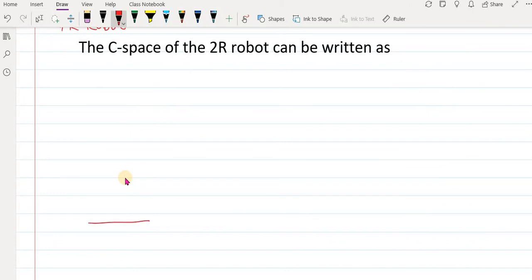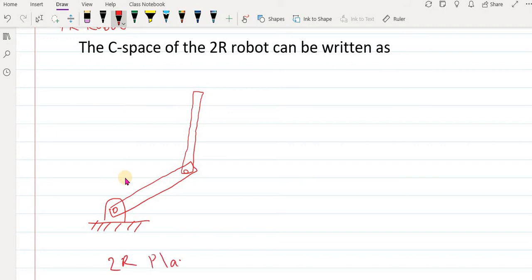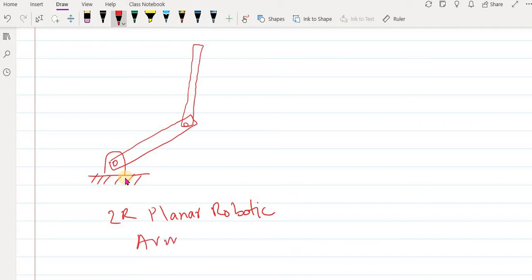So for our 2R robot, we have a fixed link, and then a revolute joint, and then a link, and then again a revolute joint and a second link here. So that is why it's called a 2R planar robotic arm. Here you can see that we have one revolute joint, we call it theta 1, and another revolute joint, we call it theta 2.